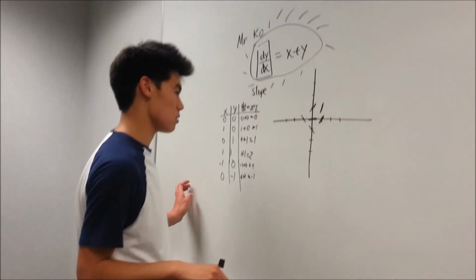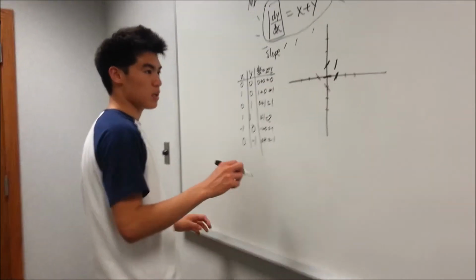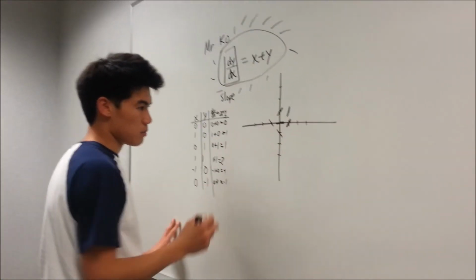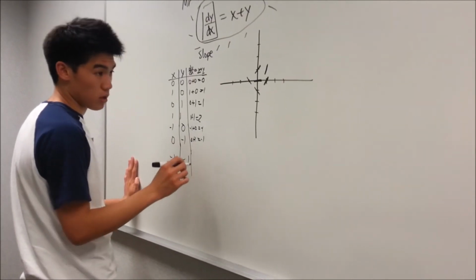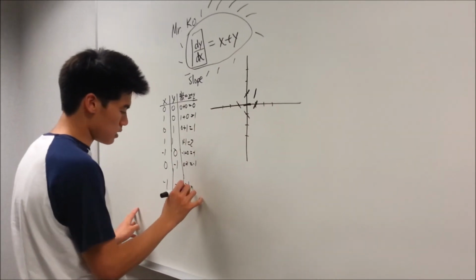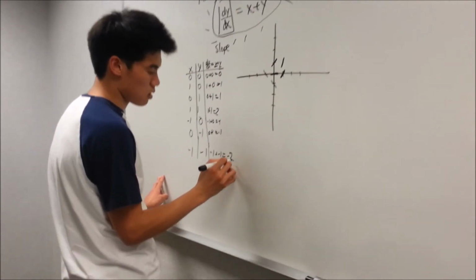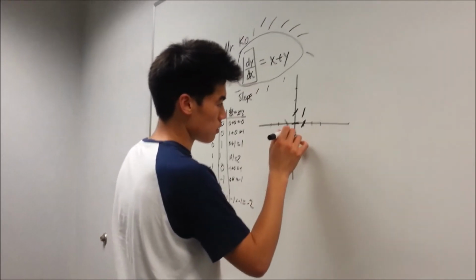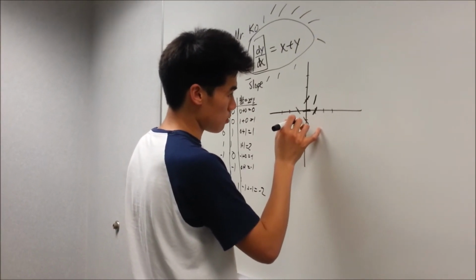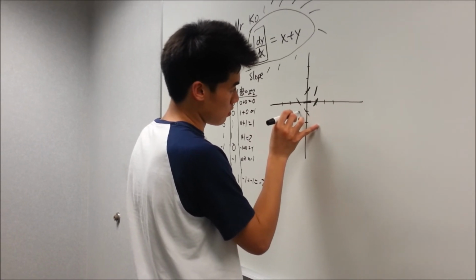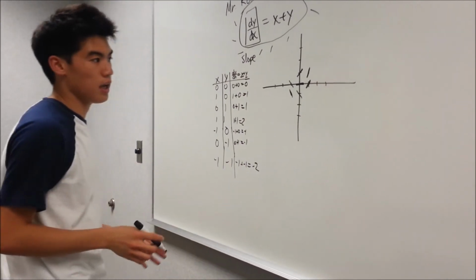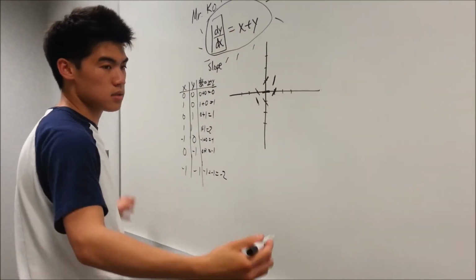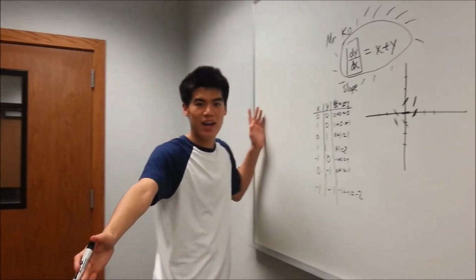Pay attention close. Okay, so you repeat this process for all the points, for enough points till you can get a good idea of what the slope pier looks like. So here's going to be like this one. Right, there. And you fill it up, and that's your slope pier. Hooray!